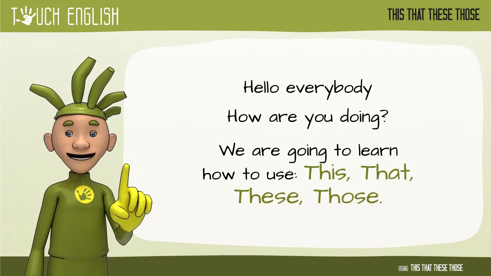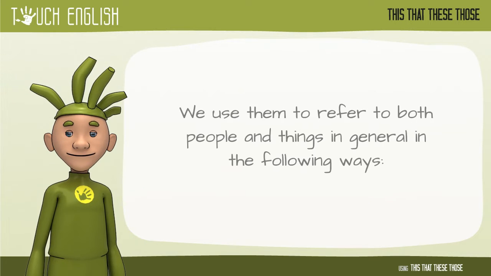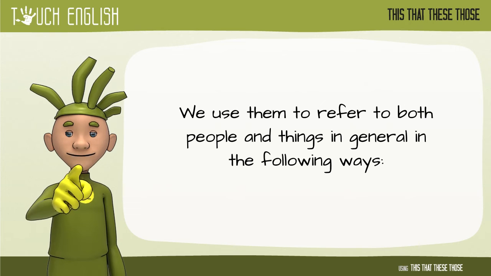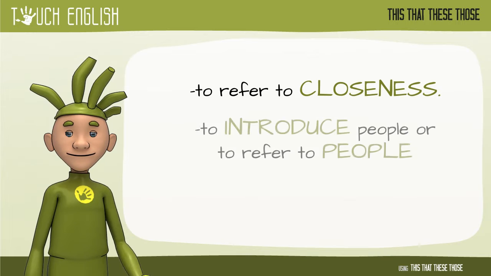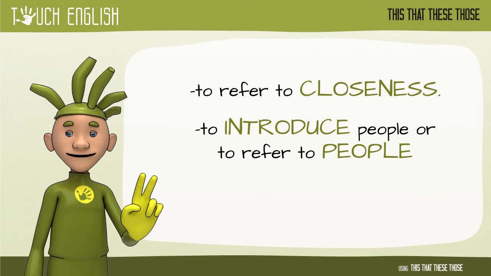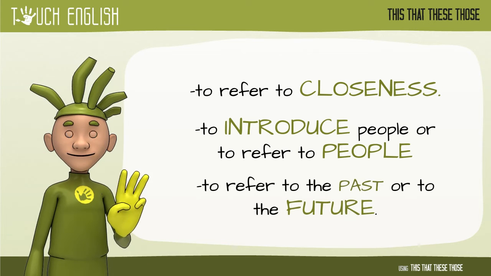We are going to learn how to use this, that, these, and those. We use them to refer to both people and things in general in the following ways. To refer to closeness. To introduce people or to refer to people. To refer to the past or to the future.